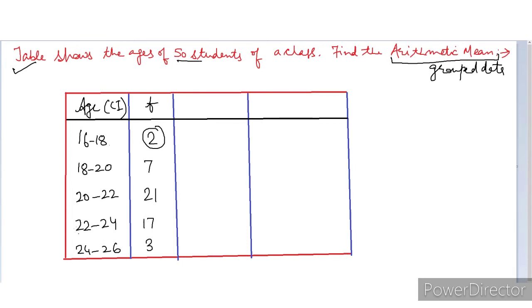And like this only, for example, in the age group of 22 to 24 we have got 17 students. This is the meaning of frequency, right? Now we start the process of finding the mean, and you know very well which method I am following here. I am following the direct method, right? This one question I will be solving with the help of the direct method, right, students?